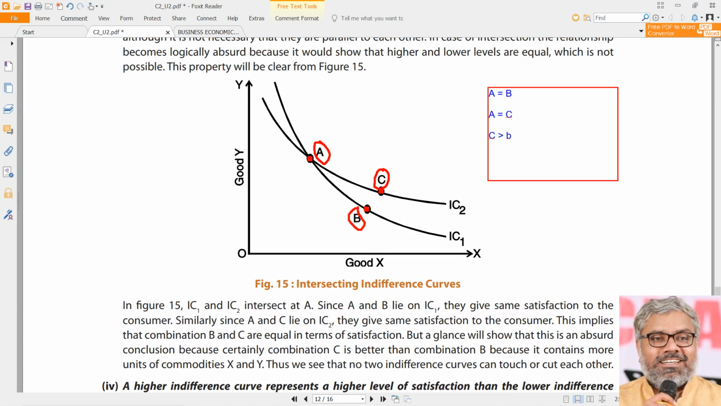C is greater than B. How is it possible? When A is equal to B, and A is equal to C, then B is also equal to C. How can C be greater than B, or B be less than C? Not possible. Both are the same. B is less than C or C is greater than B, both are the same. But that is not possible, right?